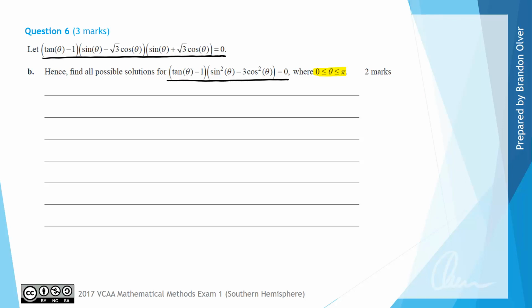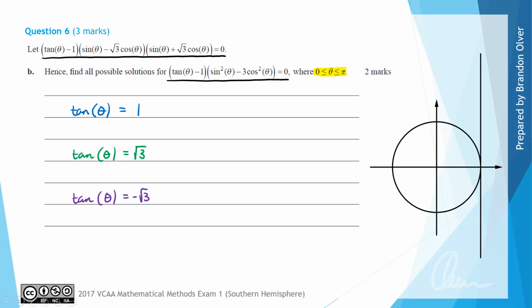Based on what we found from part A, we know that tan of theta equaling 1 will lead to solutions for that equation. We know that tan of theta equaling root 3 will also lead to solutions, and tan of theta equaling negative root 3 will lead to solutions for that equation. Now our job is to find the values of theta between 0 and pi that satisfy each of those tan ratios.